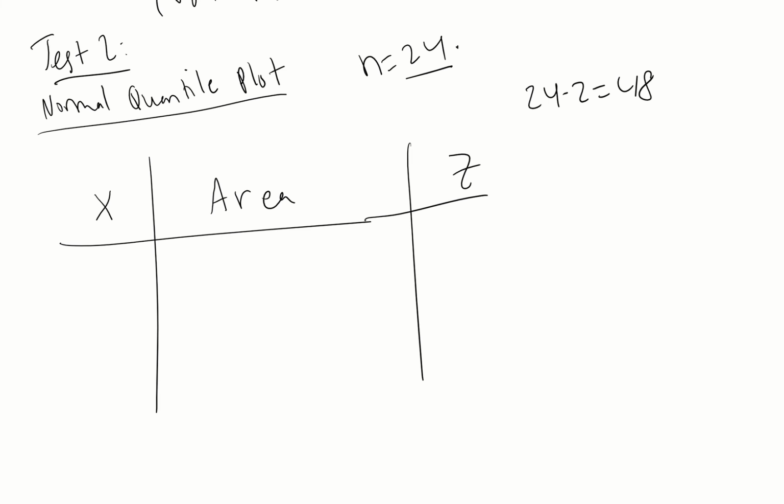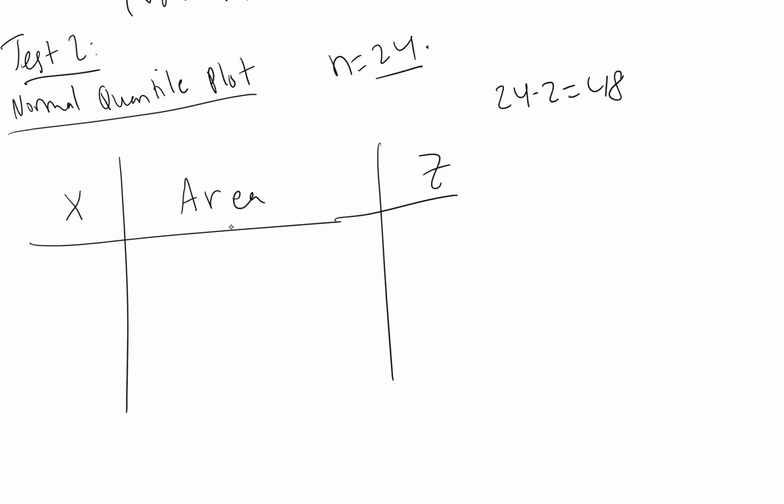Okay, so that's going to be your denominator. Each of these areas is going to be 1 out of 48, 3 out of 48, 5 out of 48, and so on. They're going to be odd numbers: 1, 3, 5, 7, 9. That's all you need to know, to get the area under the curve.